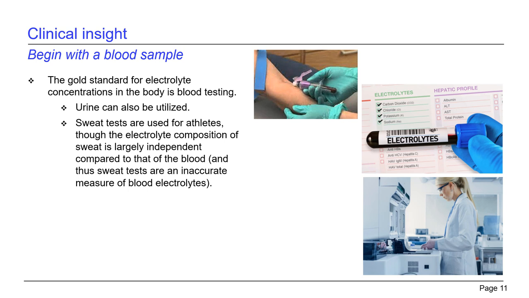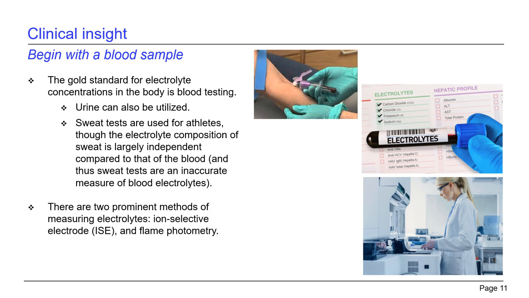All right, clinical insight. Where do we get the samples? It really begins with a blood sample. The gold standard for electrolyte concentration in the body is blood testing. Urine can also be used, as well as sweat tests, but in the case of sweat tests, they are sometimes not an accurate measure of blood electrolytes. There are two prominent methods of measuring electrolytes: ion selective electrode and flame photometry. In the present work, we're just going to focus on ion selective electrodes.